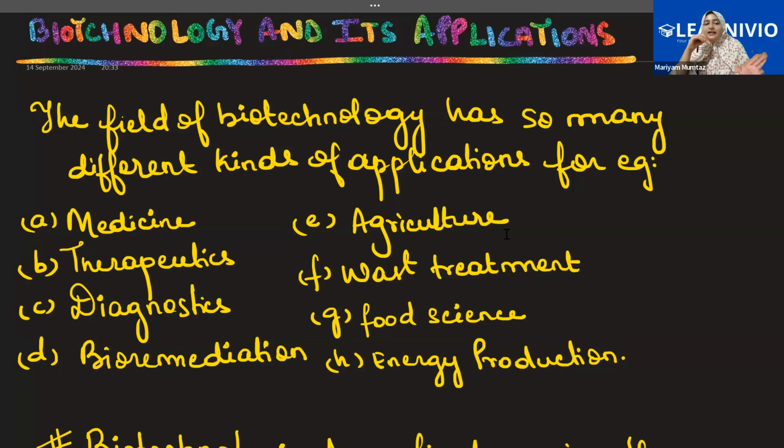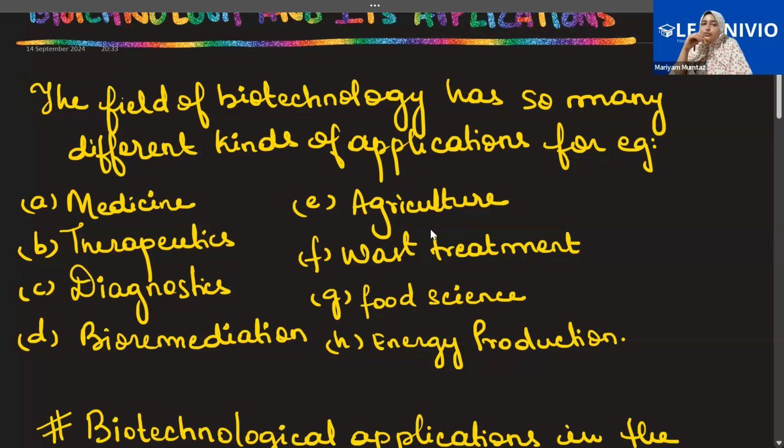There are so many applications, like therapeutics. Many gene therapies can be done using biotechnology. Then diagnostics: many genetic disorders and many different kinds of diseases can be detected with the help of biotechnological processes. Then comes bioremediation. Bioremediation is the use of biotechnology for the environment, for sustainable development.